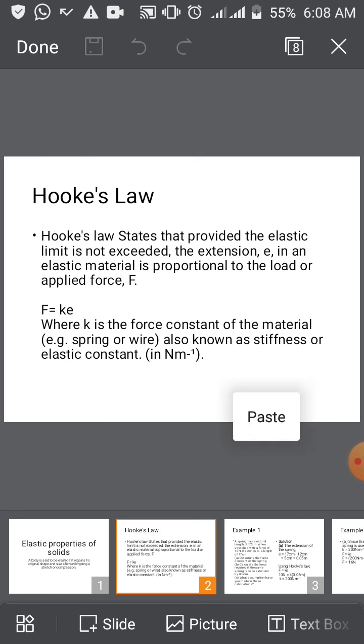Mathematically, F is equal to KE, where K is the force constant of the material. Example, spring or wire, also known as stiffness or elastic constant, in Newton per meter.